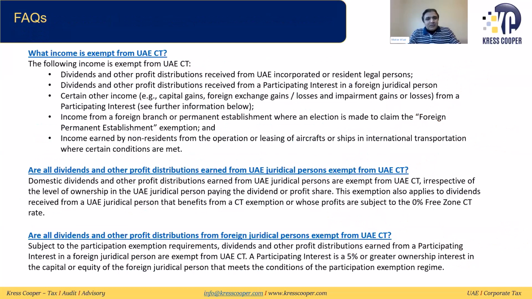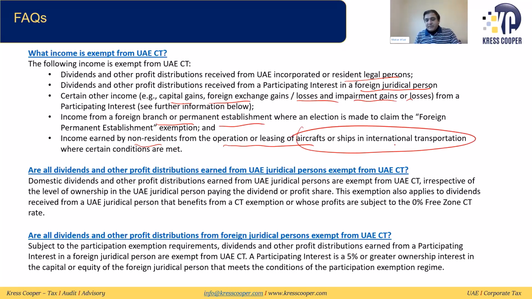Okay, frequently asked questions. What income is exempt from the UAE corporate tax? I think we have already discussed in detail. Dividend and profit distribution, from local resident juridical persons and foreign juridical persons. Income, gains, losses, discussed in detail. Income of the foreign branch or PE, already discussed.